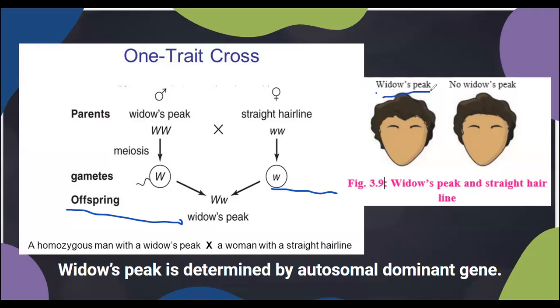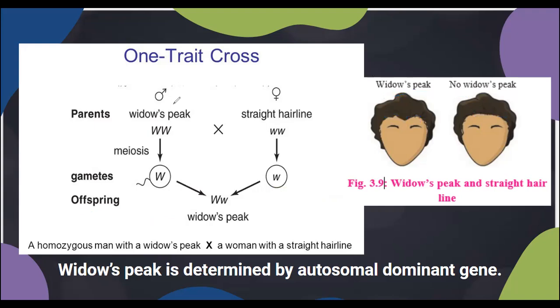This is widow's peak. So the growth of the hair is something like this. And if the person has a straight line of hair on the forehead, this is no widow's peak, and some of them have growth in this manner, right? So this is widow's peak.